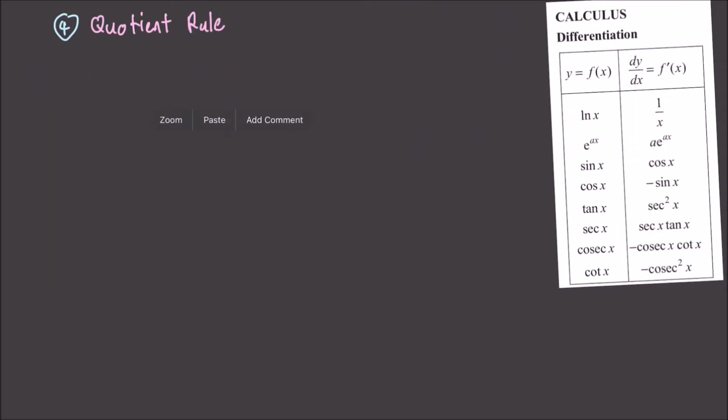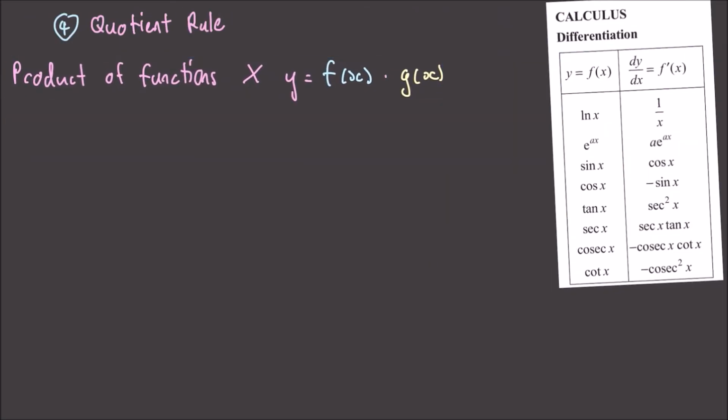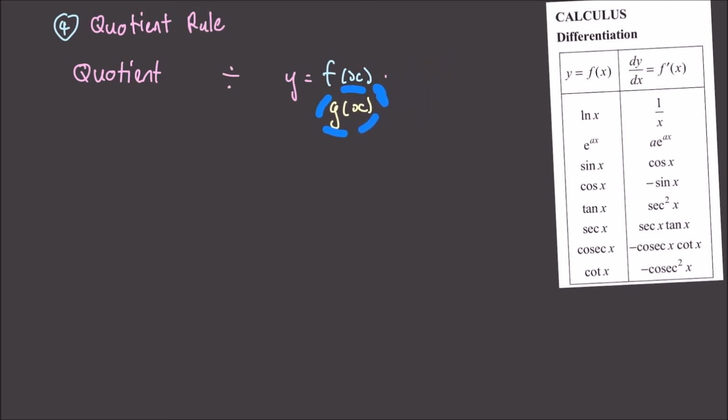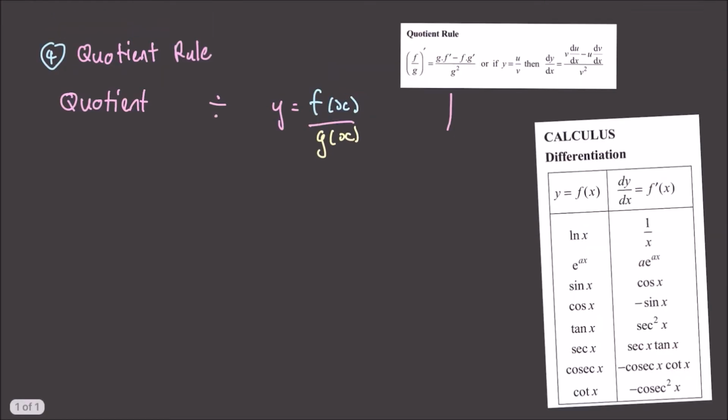Right, the next rule, the quotient rule, let's compare it to the product rule. So before we had a product of functions, now we're going to have a quotient, which is a fraction. And of course this means two parts that are now divided by each other. We still identify f and g the same way, except f will be the top bit and g will be the bottom. So here's the formula.